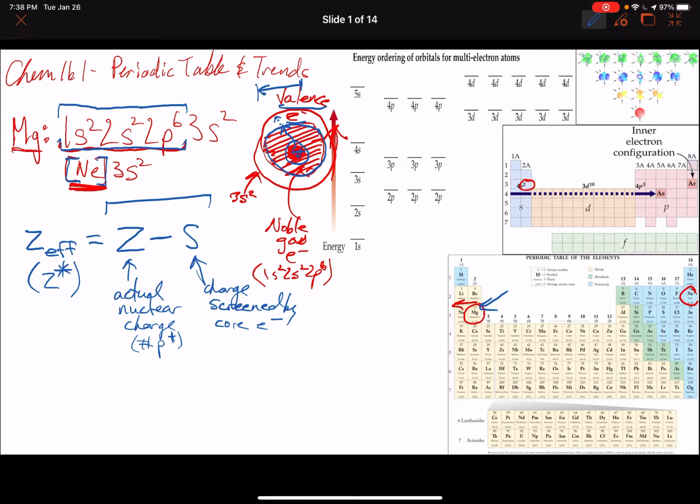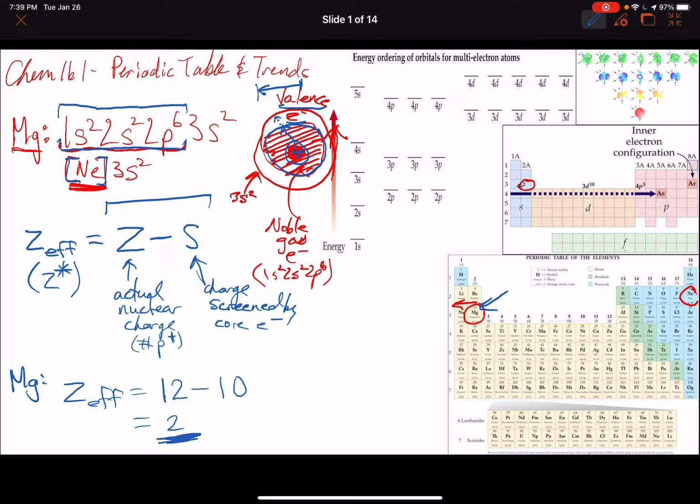So for magnesium, the effective nuclear charge is going to be based on a calculation starting with 12 for the total number of protons, and where you're going to subtract the number of charges associated with electrons in the core. So this is going to be minus 10. This is going to give us an effective nuclear charge of 2. So this 2 value is the number of core protons, okay, at the nucleus, the number of nuclear protons that the valence electron actually senses.